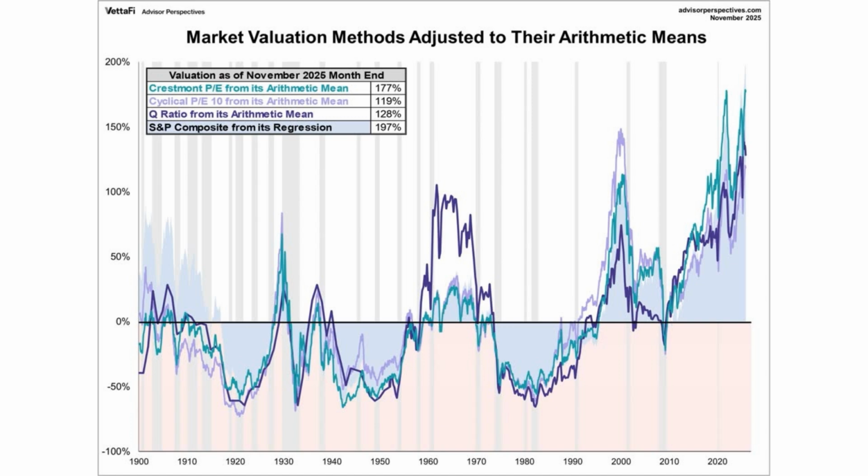To answer that, take a look at the table in the upper left-hand corner, where we can see how far each indicator is from its respective mean. In November, the Crestmont PE ratio was 177% above. The PE10 ratio was 119% above. Q ratio, 128% above. And like I said earlier, the inflation-adjusted S&P Composite is 197% above its regression trend line. So that puts the market's overvaluation somewhere in the range of 119 and 197%, depending on the indicator. This is one of the highest overvaluation ranges in history.